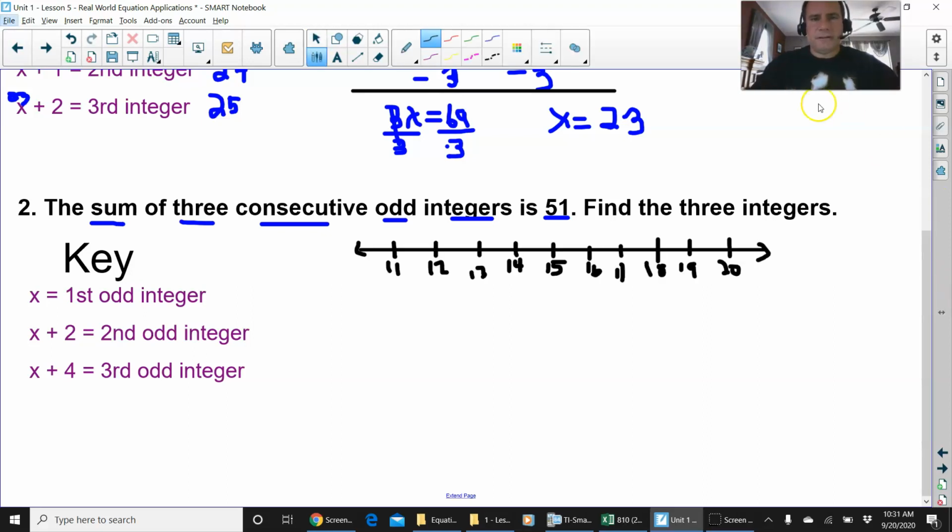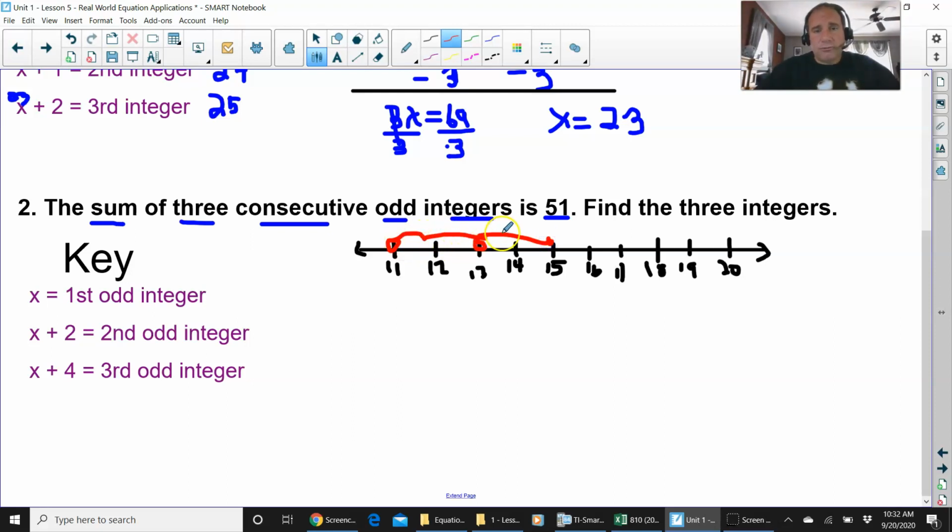This number line, for instance, right? So if we start at 11, where's the next consecutive odd integer? Well, it's plus 1 and plus 2 to get to 13. You're not adding 3 to get from 11 to the next odd integer. You're adding 2. 1, 2. And the next odd integer would be 15. So if you're adding 1, 2, 3, 4 to get to 15. And the next odd integer from 11 would be another 2.